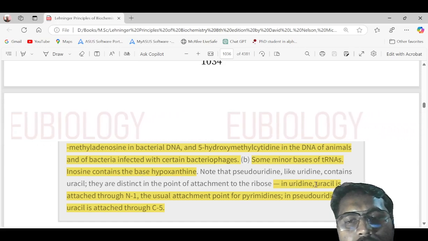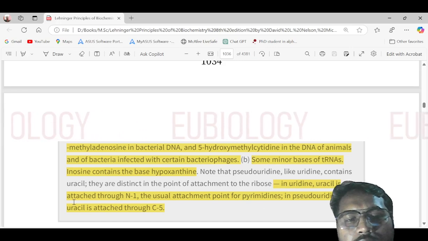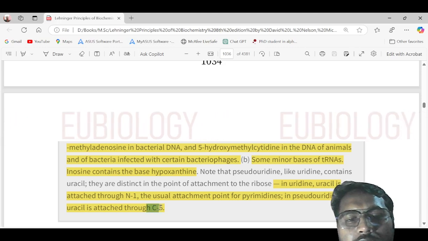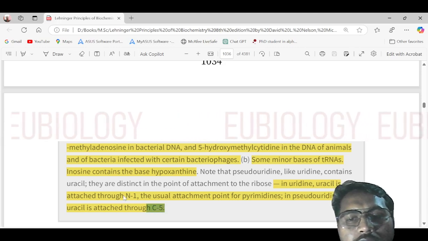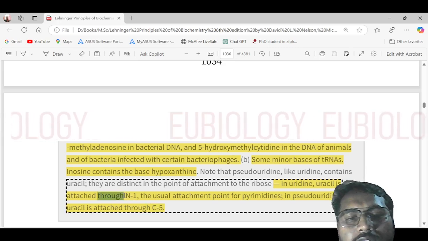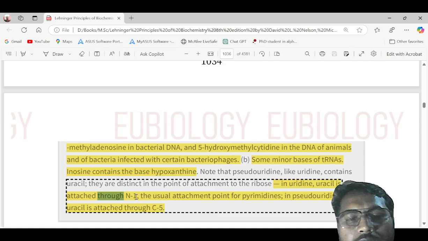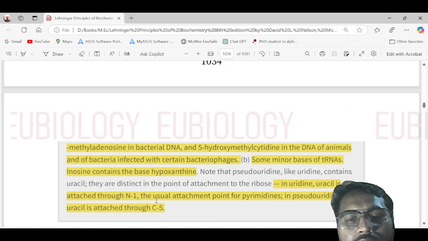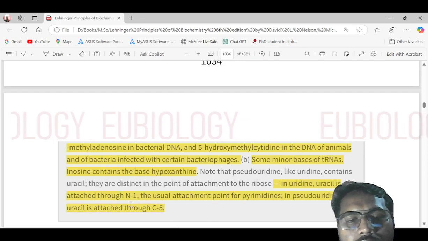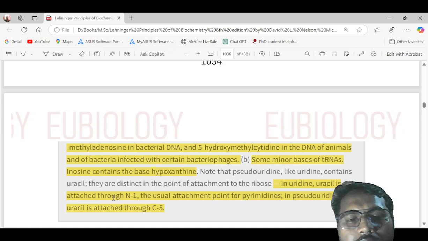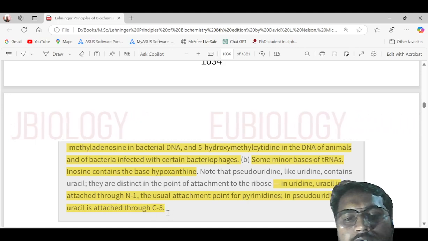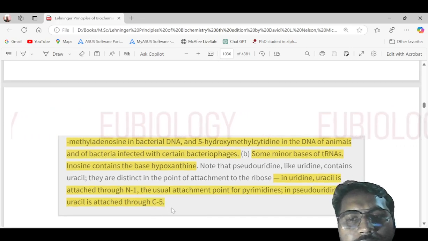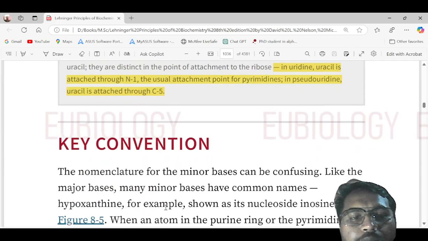Like that, pseudouridine will be there. Pseudouridine has a uracil which is attached through the fifth carbon instead of attaching with the first nitrogen. As you have seen, the pyrimidine attaches through the first position nitrogen, but if it is forming a pseudouridine, it attaches the ribose sugar at the fifth position carbon.